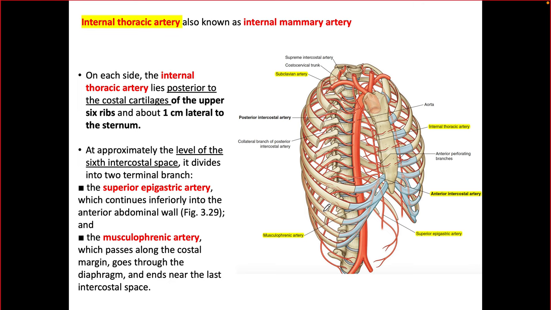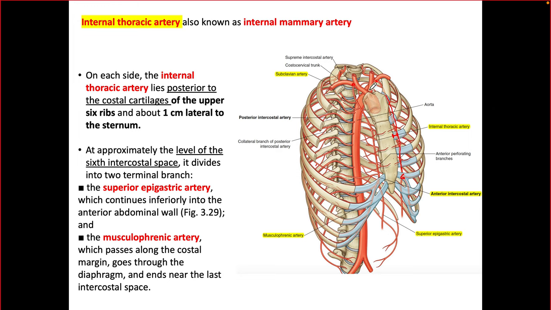Honestly, my time is over, but in the slides there is something called the internal thoracic artery. It should be covered in the thoracic cavity, but I don't know why it's here. This is the internal thoracic artery, branched from the subclavian artery, guys. It passes behind the costal cartilages all the way up to reach the sixth costal cartilage. It's 1 centimeter lateral to the sternum. There is an internal thoracic artery and vein, of course.